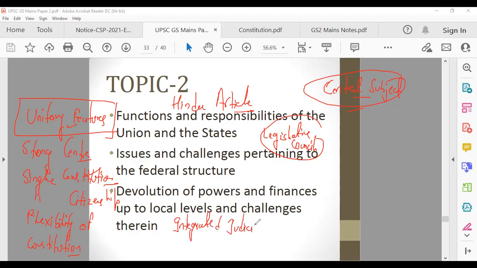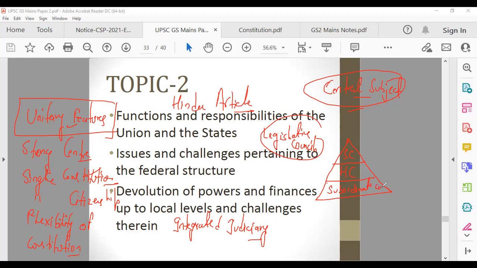Integrated judiciary. So what happens? We have talked about independent judiciary, which ensures constitutionality of laws, which ensures that there are provisions in the constitution which Parliament does not defy. But there is also integrated judiciary. Integrated judiciary means the Supreme Court is at the top, the High Court is below the Supreme Court, and then there are subordinate courts. So this is called integrated judiciary.